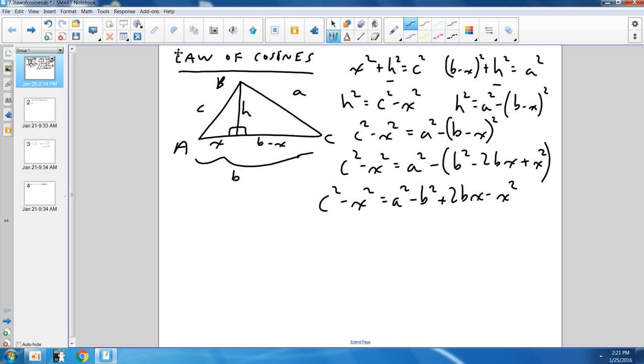Now, by looking at the left side and the right side, you see that there's an x squared, a negative x squared on both sides. So if I added x squared to both sides, I would actually get rid of those x squares. And the thing that bothers me now is this x. x is not part of my main big triangle, and I want to get rid of that x. So I'm just going to do a little bit of work off to the side and say my angle A, the cosine of A, is equal to x over c.